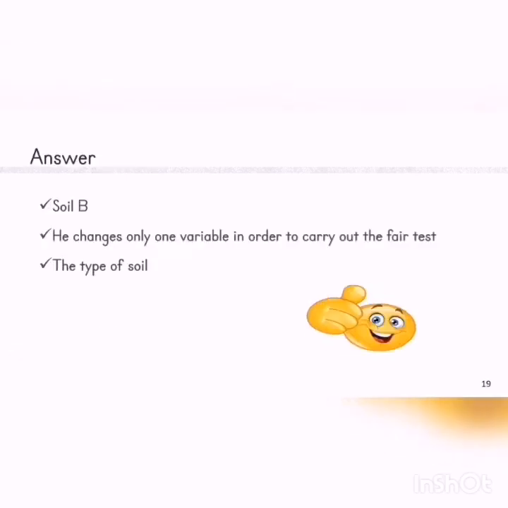Yes, you're right. Soil B is the most permeable soil, as it takes the shortest time for water to drain through it. Part B. Why does Ali change only one variable? Because he changes only one variable in order to carry out the fair test. Part C. Which variable is changed in Ali's investigation? The correct answer is the type of soil. Good job.